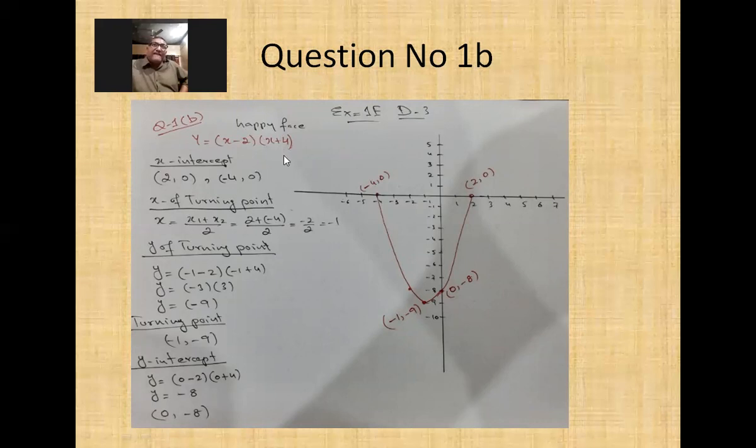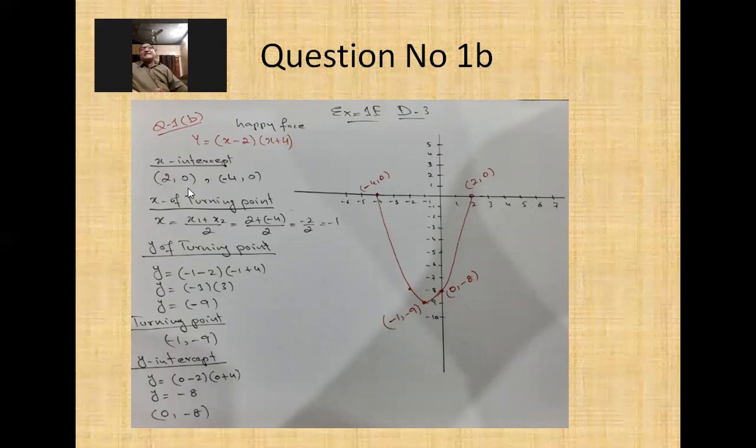This type of equation tells you the x-intercepts. So I can very easily tell what the coordinates of the x-intercepts are. This one is -2, you will change its sign, so (2, 0) will be the x-intercept. This is +4, so (-4, 0) will be the other x-intercept. So this is how you write the x-intercepts from this type of equation. So (2, 0) and (-4, 0) will be the x-intercepts.